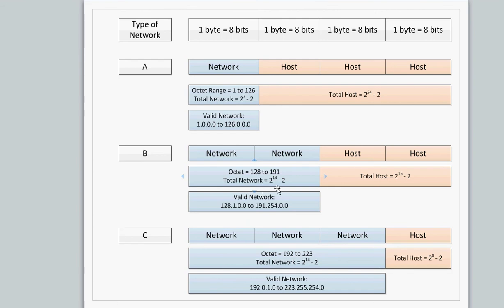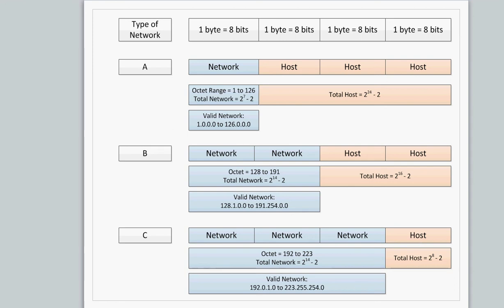The possible networks can be 2 raised to 14 minus 2, and the possible hosts can be 2 raised to 16 minus 2. In the class C network, the first 3 bytes, that is the first 24 bits, are used for the network, and the last 8 bits are used for the host. The valid networks are 192.0.1.0 to 223.255.254.0. That will be the first valid network. The total number of networks can be 2 raised to 21 minus 2, and the total number of hosts can be 2 raised to 8 minus 2.